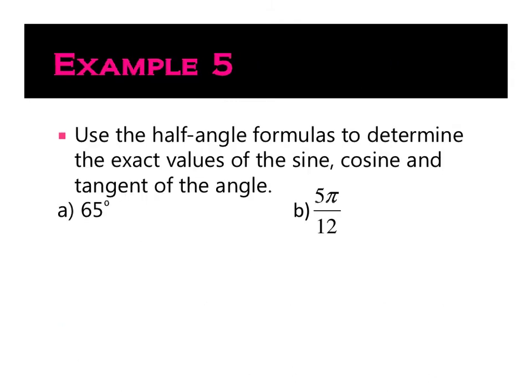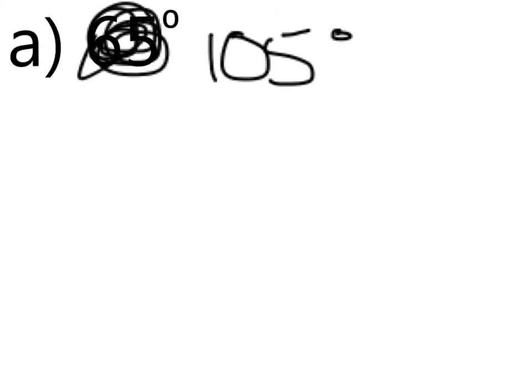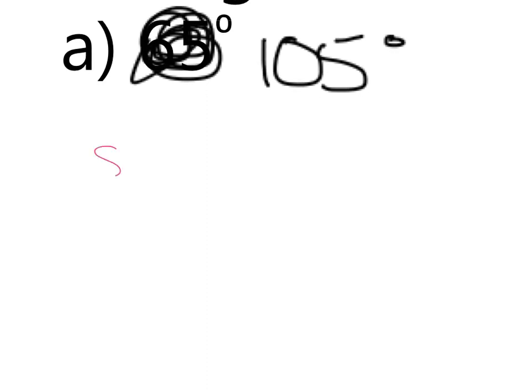Alright, so here's our first example. It says use the half angle formulas to determine the exact values of sine, cosine, and tangent of the angle. This one is not possible, so switch that to 105 degrees. Alright, so in order to figure out, let's just do sine. I'm going to do sine of this one. So we're going to find sine of 105 degrees.